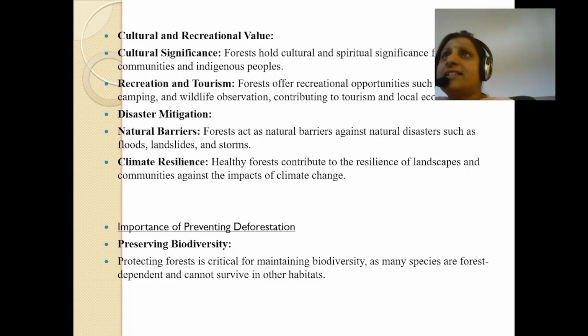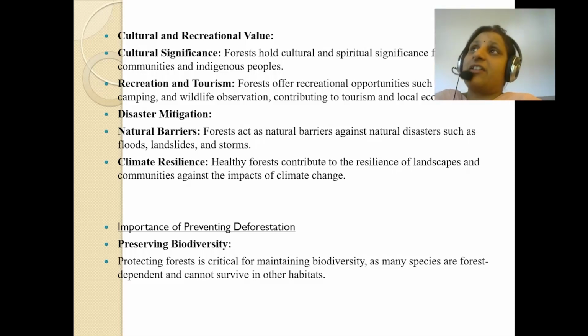Forests also hold cultural and spiritual significance for many communities and indigenous peoples. Many people derive their culture and spiritual significance from trees, from the forest, from the plants, like in India, in Hindu culture, from the banyan tree and the peepal tree. People feel they have a cultural connection with the forest and a spiritual connection with the trees and plants. For many communities, the forest is like a god.